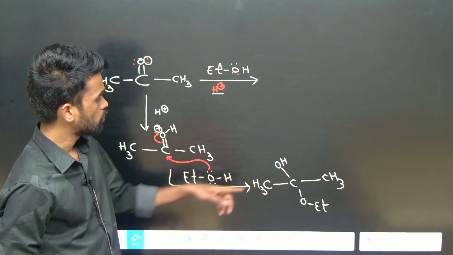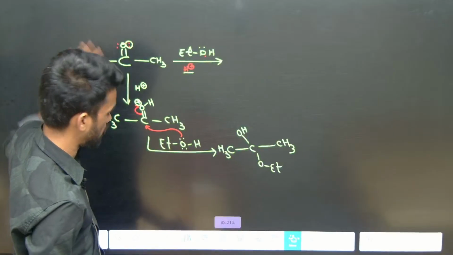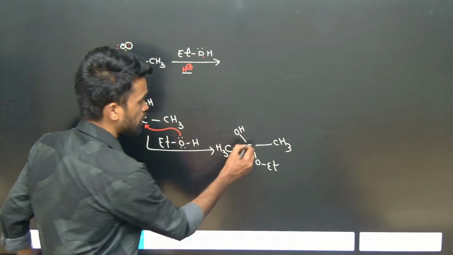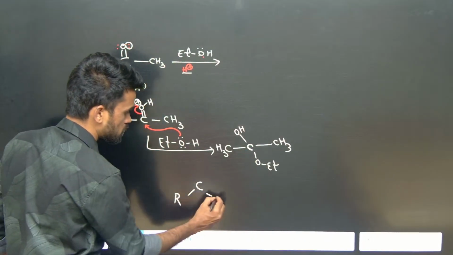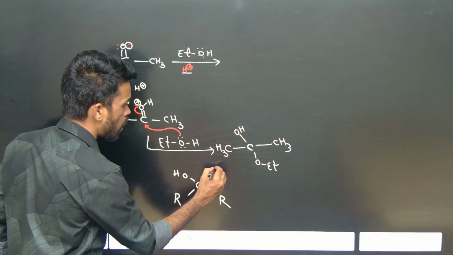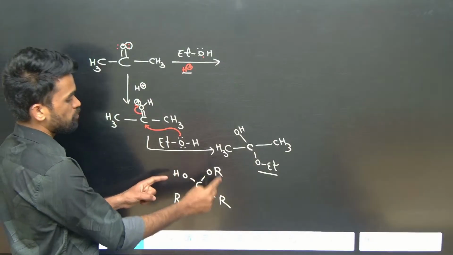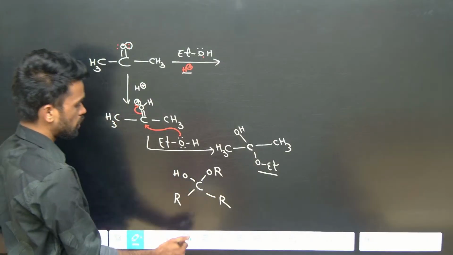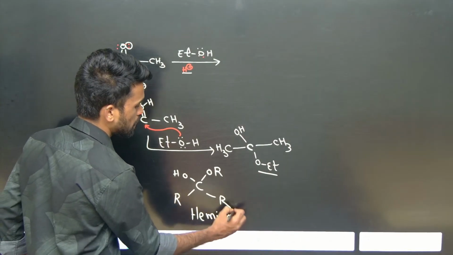Now see this form, you just understand what I have made. A carbon having 2 alkyl groups, 1 OH group and 1 OR group, it means an alkoxide group is there. So if this kind of product is forming from a ketone, you should call it a hemiketal. What am I saying? Hemiketal.